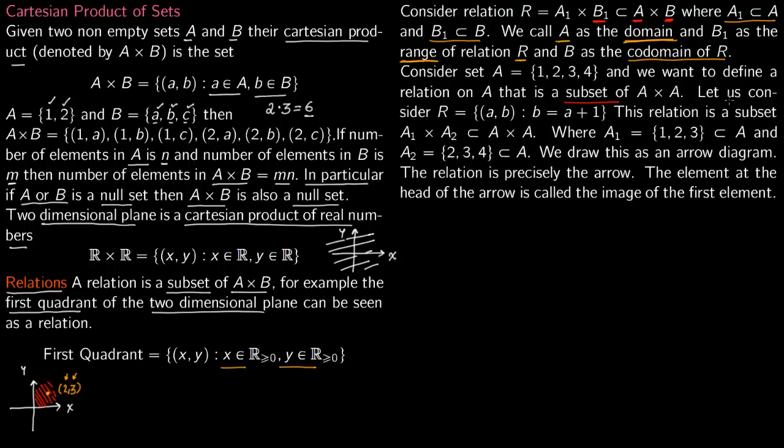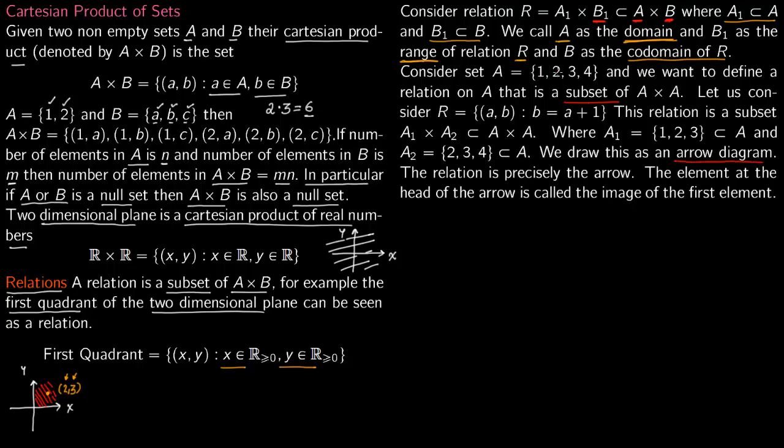So let us define this relation. The relation would be (a, b), where b is equal to a plus 1. This relation is a subset of A times A. So it is something of the form A1 times A2, where A1 is just 1, 2, 3 and A2 is just 2, 3, 4. Let us see this in an arrow diagram.